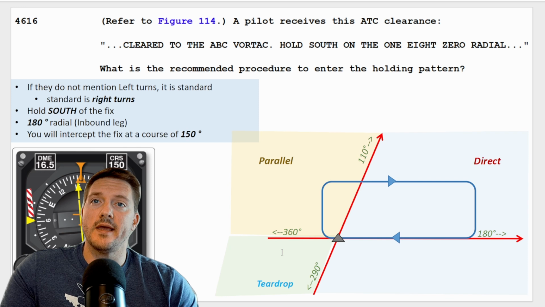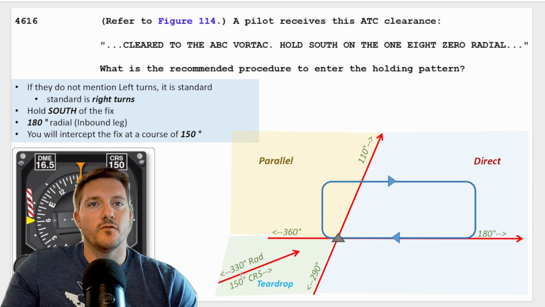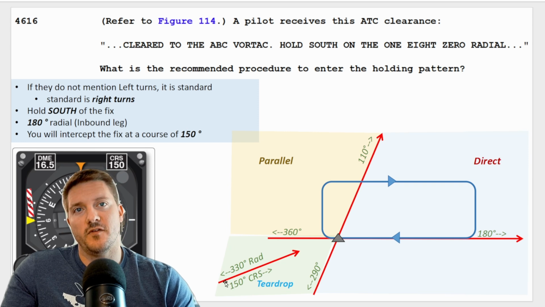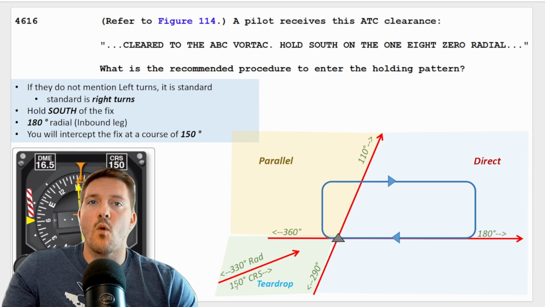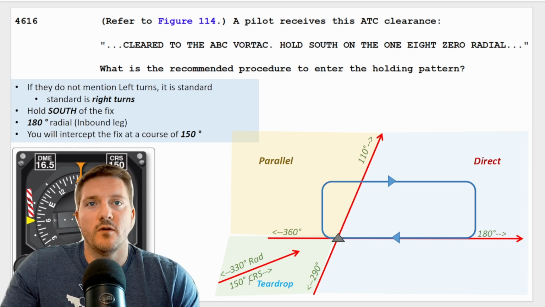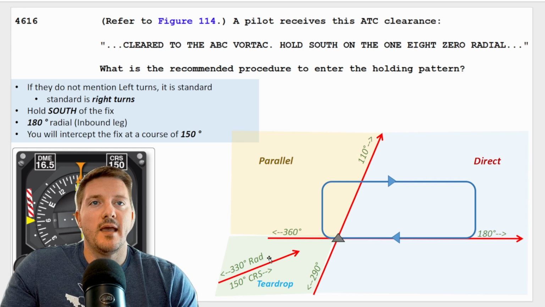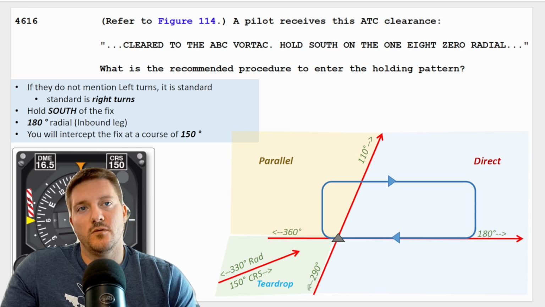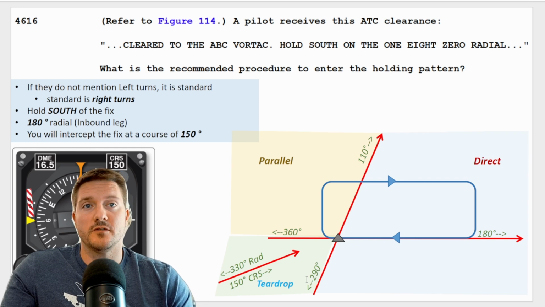So now we need to figure out where our plane is. We already know that we're on a course of 150 because of our HSI. So if we draw that, if the plane was inbound on a 150 course, 150 you can see is over here between 110 and 180, and we're flying in that direction towards the fix. So that would put us on this side of the fix in this teardrop region. And if we're flying the 150 course, that means we're also on a 330 radial, because 150 plus 180 is 330. And you can see the 330 radial is between the 360 and the 290. So I'm going to say teardrop entry is how we want to enter this pattern.